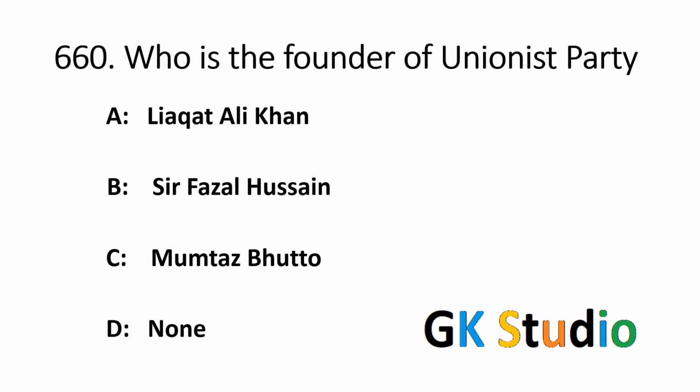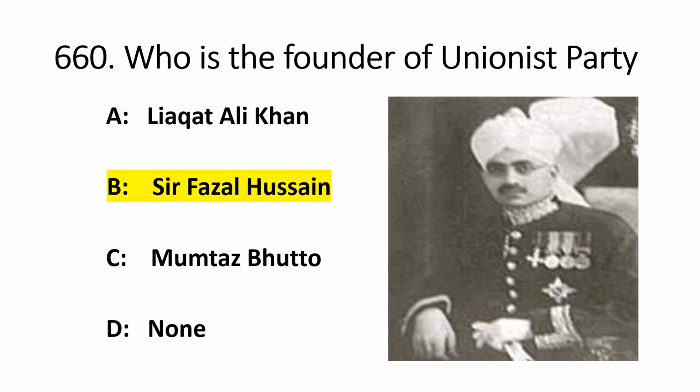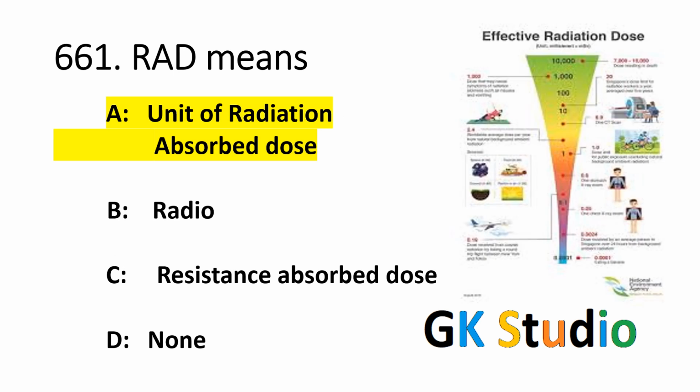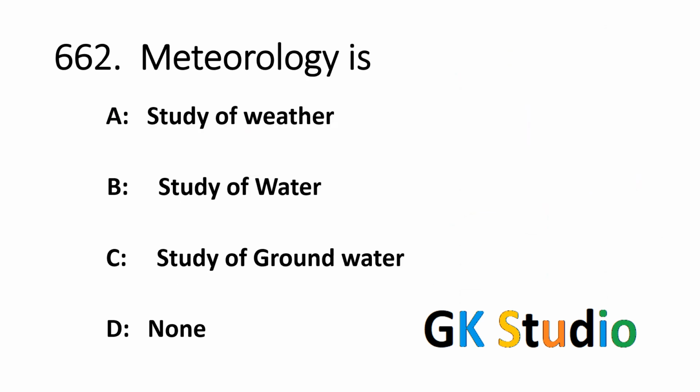Who is the founder of the Unionist Party? Liaquat Ali Khan, Sir Fazl-i-Hussain, Mumtaz Daultana. The correct answer is Sir Fazl-i-Hussain, the founder of the Unionist Party. RAD stands for Unit of Radiation, Radio Resistance Absorbed Dose, none. The correct answer is Unit of Radiation Absorbed Dose. RAD means Unit of Radiation Absorbed Dose.